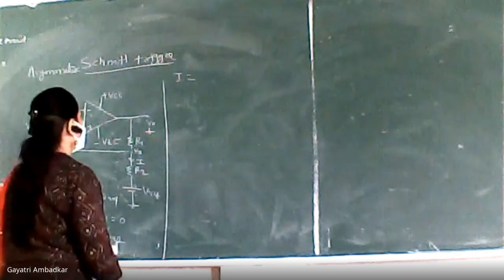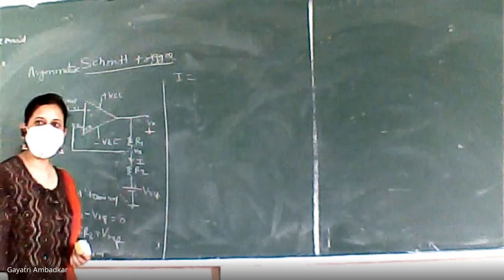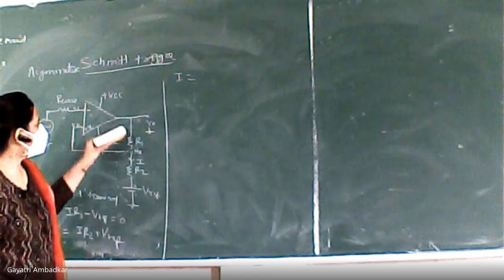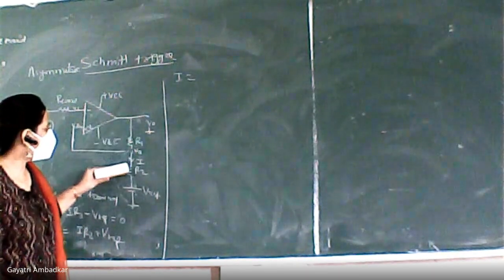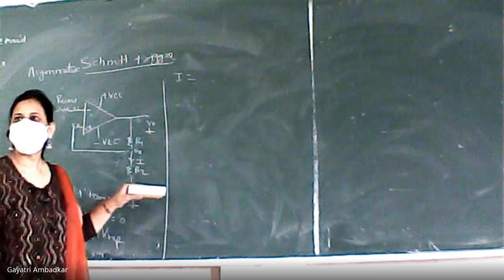What's that? Yes, students, online students. What is I? Applying KVL, what do you get I equal to? VO minus IR1 minus IR2 minus VREF equal to 0. So from this, what is I equal to?